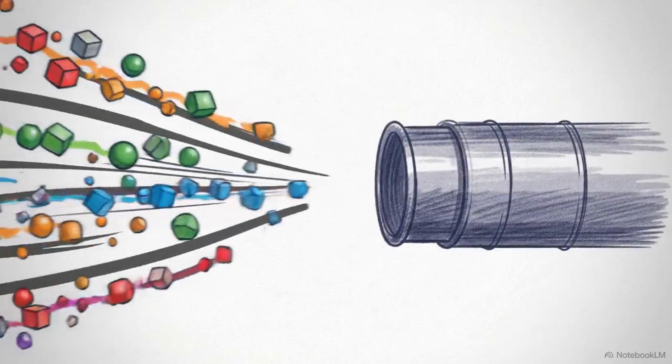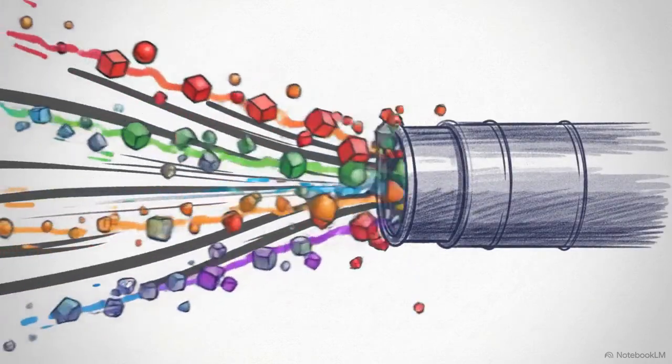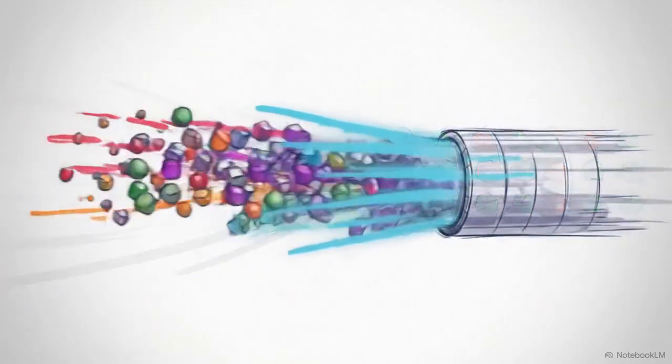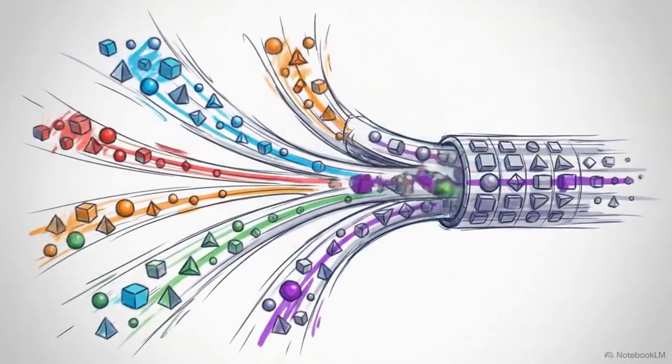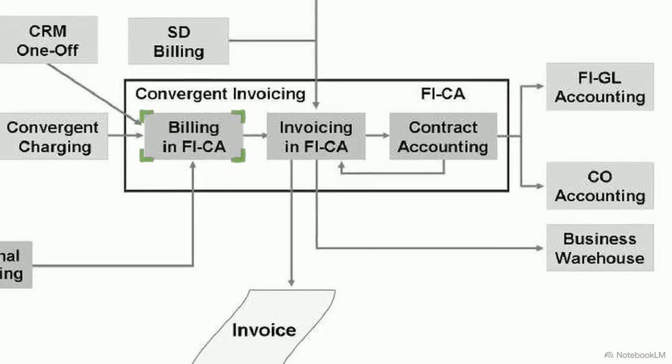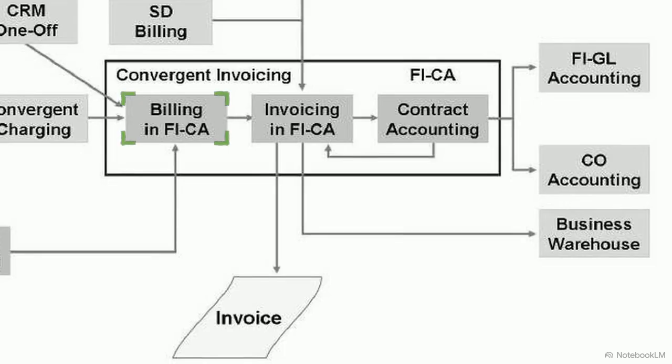Every second, enterprise systems like CRM, sales and distribution, and convergent charging pump millions of raw transactional records into the backend. SAP Convergent Invoicing acts as a data reduction engine, distilling millions of microtransactions into single invoices and general ledger postings. The system splits this workload into two sequential phases: billing, then invoicing. Finally, data routes out to the financial ledgers and business warehouse.